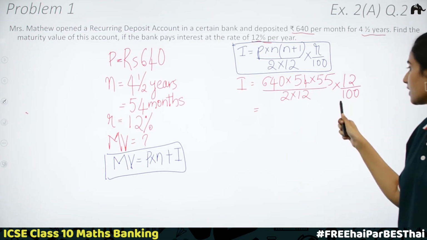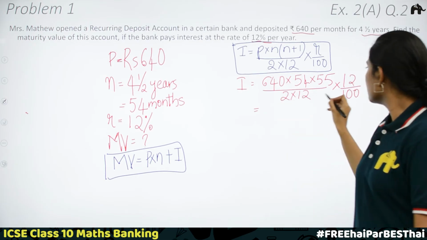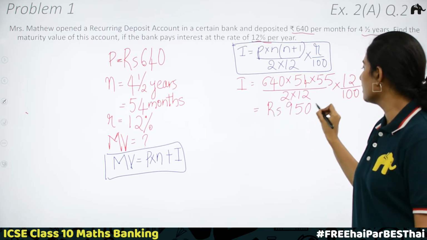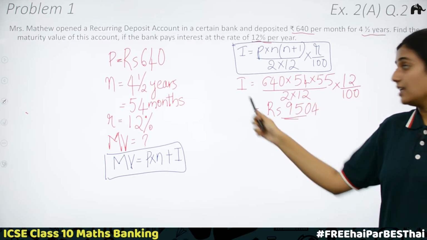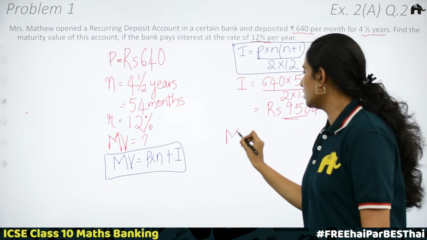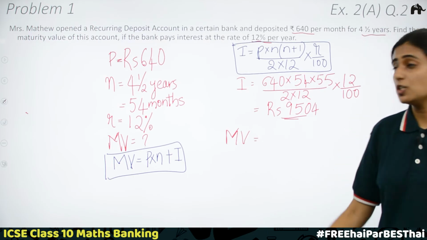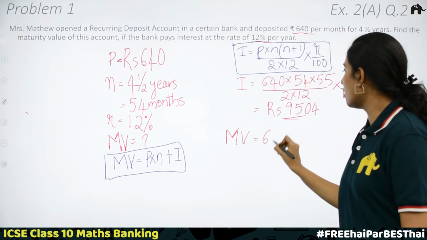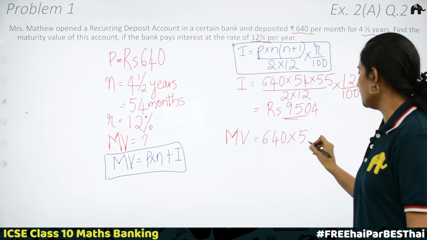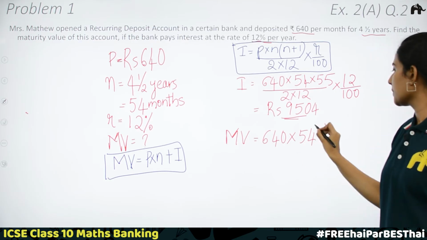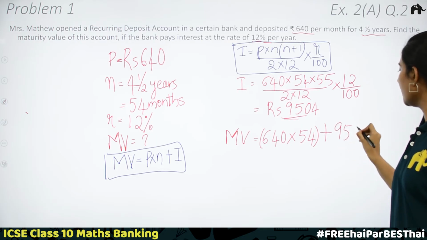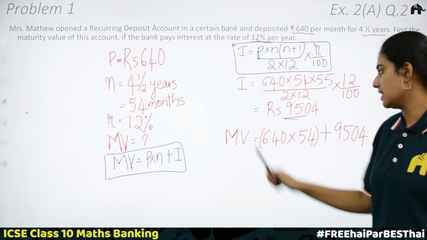Calculate this. You will be getting rupees 9,504. Just check this answer. Interest is equal to 9,504. Now we can easily find the maturity value. Maturity value is equal to P into N. That is 640 into N is 54, 54 plus interest. Interest I is equal to 9,504. We have calculated the interest.